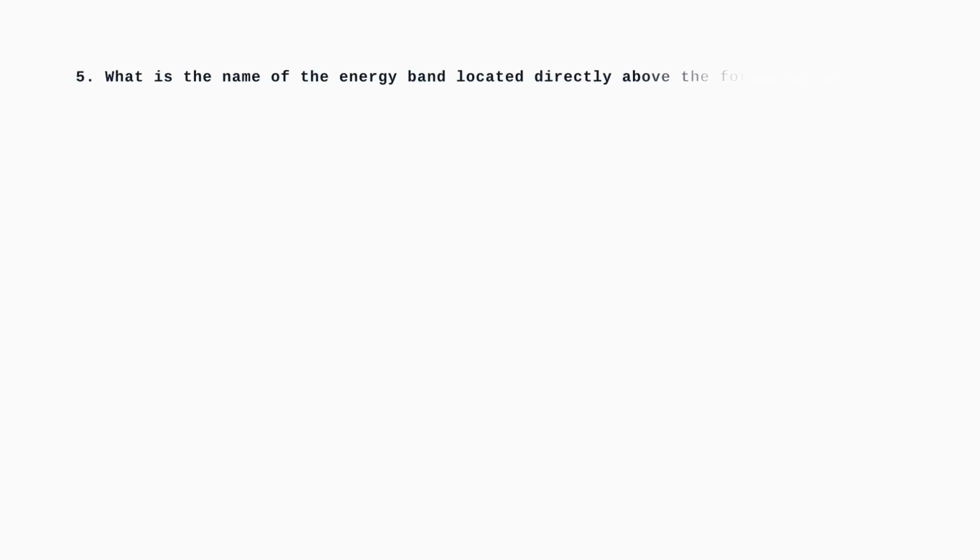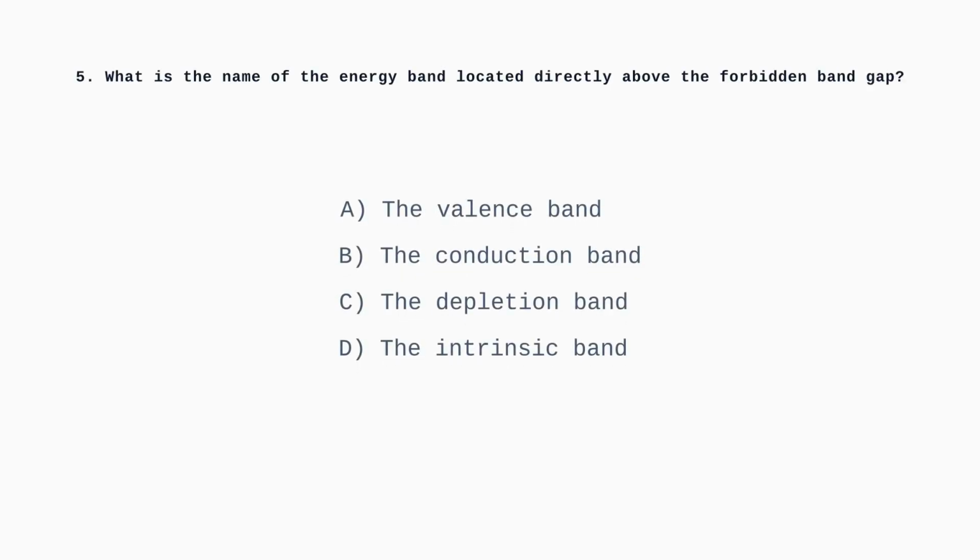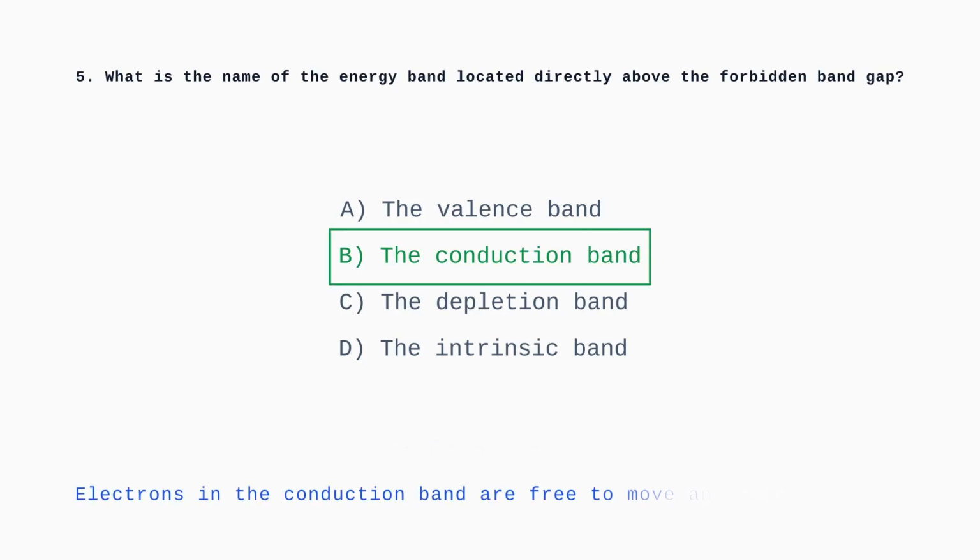Question 5. What is the name of the energy band located directly above the forbidden bandgap? The conduction band sits directly above the forbidden bandgap. Electrons here have enough energy to break free and freely conduct electric current.